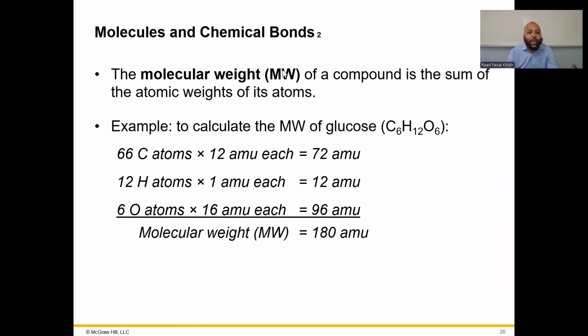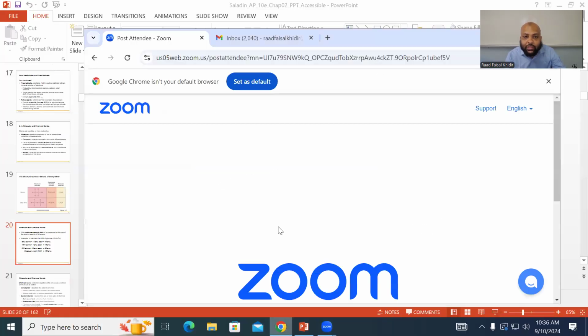So the molecular weight of a compound is the sum of the atomic weights of its atoms. So now let's look at carbon. For example, if I look at glucose, it's very cool to remember the glucose formula. Glucose is C6H12O6. C6 means that it has 6 carbon atoms and each carbon is worth 12. How did I know that each carbon is worth 12? When I go to the periodic table.